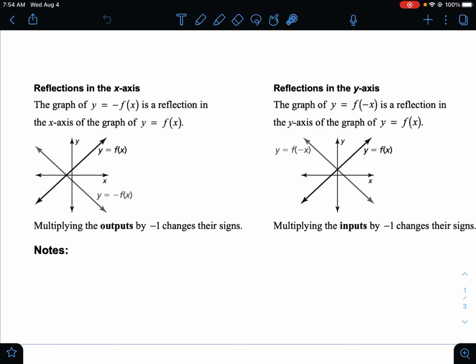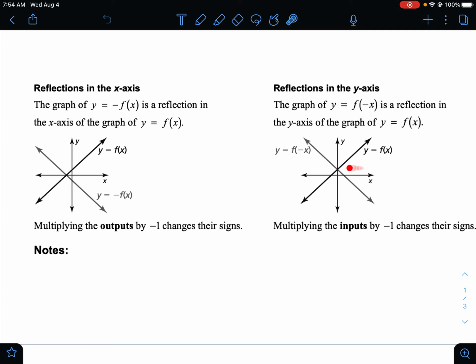Reflections across the y-axis. This won't happen very often, but when it does, the negative will actually appear on the inside of the parentheses, and that is what we call a horizontal reflection. This is called a vertical reflection. Notice how it's on the outside. The outside is all the vertical stuff. And notice how your horizontal reflection is on the inside. Remember that everything that is horizontal occurs on the inside of the parentheses. So this is a horizontal reflection, meaning that it will flip over the y-axis.